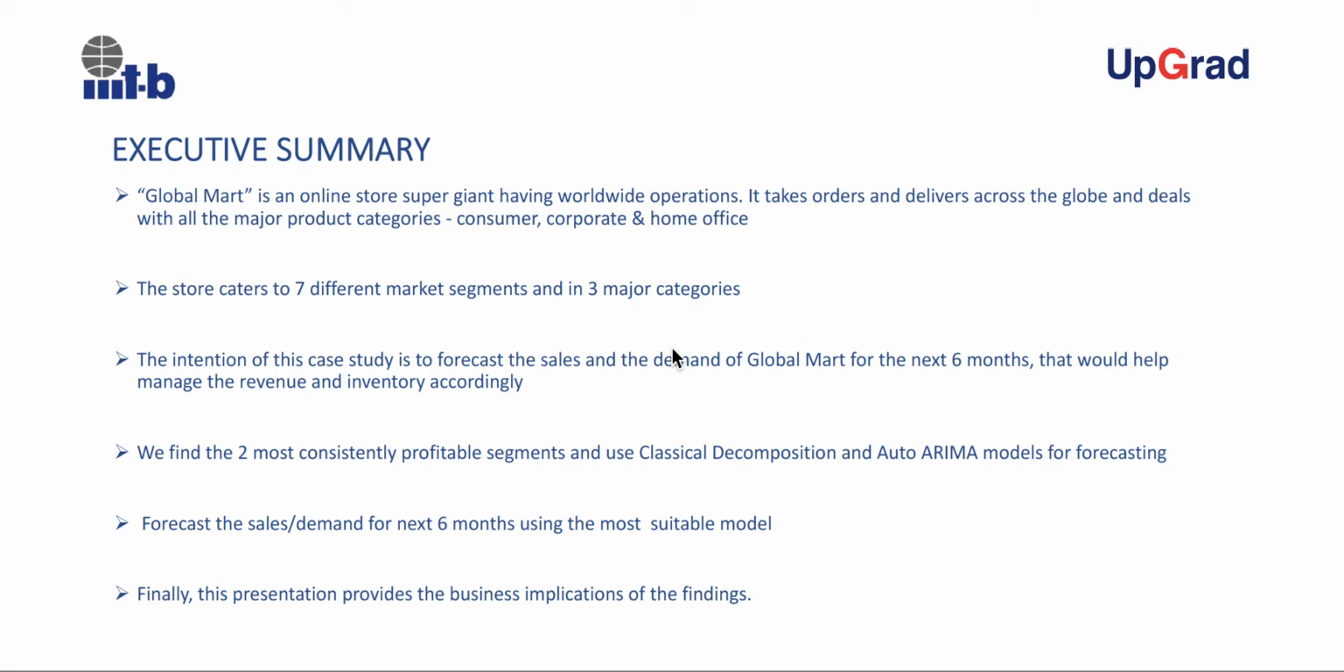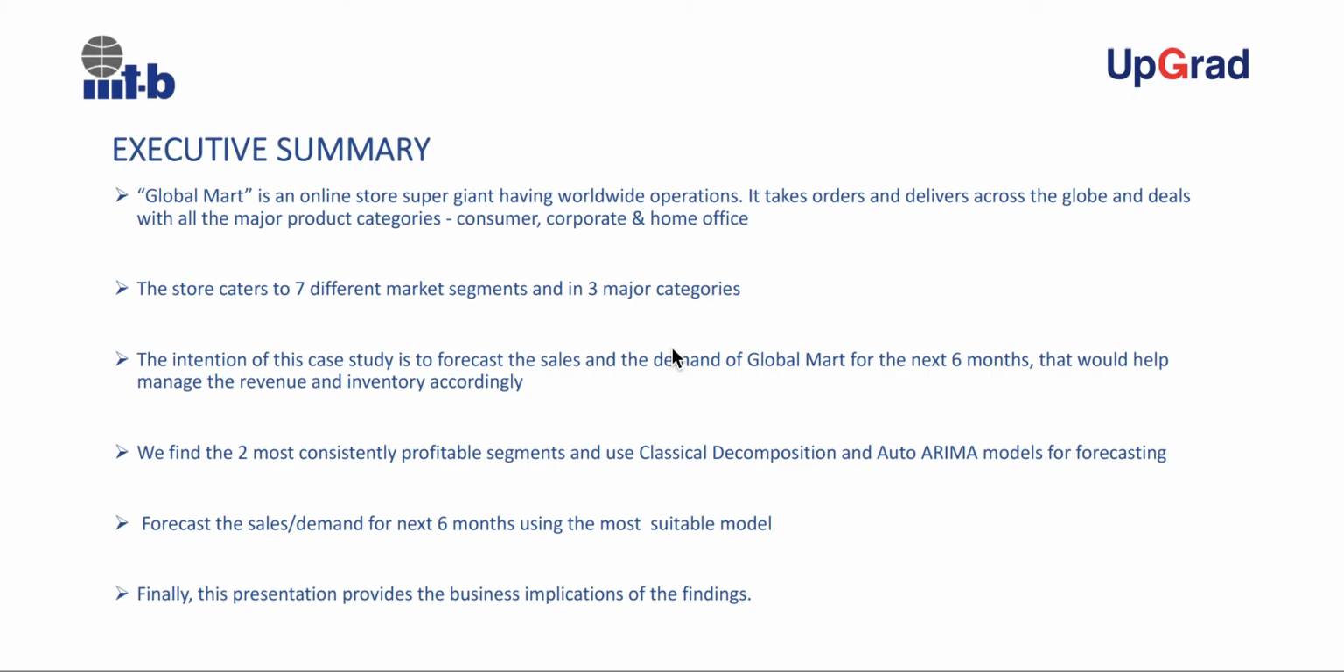So, Global Mart is an online store supergiant having worldwide operations. It takes orders and delivers across the globe and deals with three major product categories: consumer, corporate, and home office. The store caters to seven different market segments and in three major categories. The intention of this case study is to forecast the sales and demand of Global Mart for the next 6 months that would help manage the revenue and inventory accordingly.